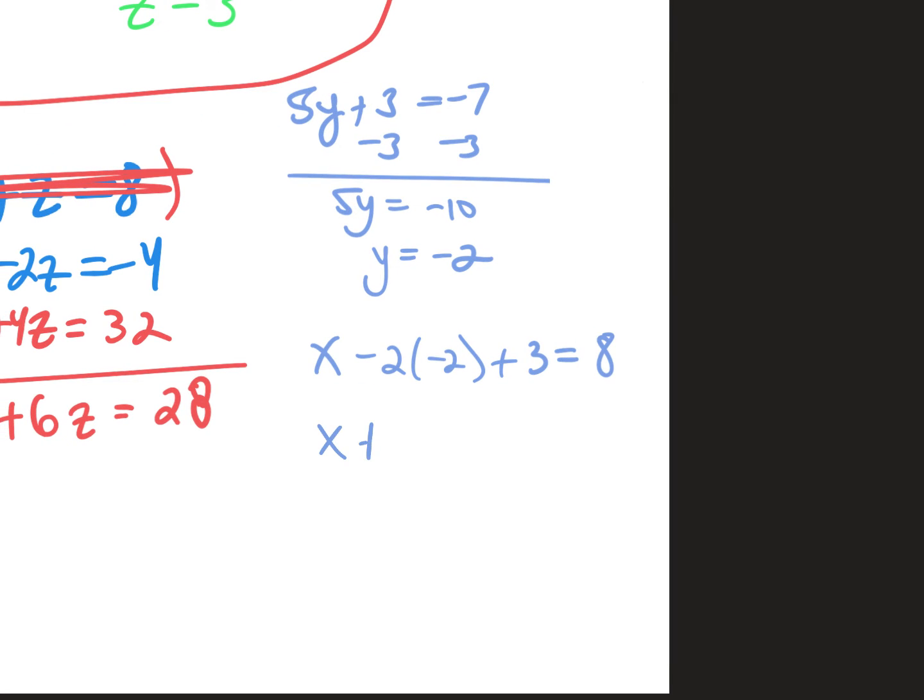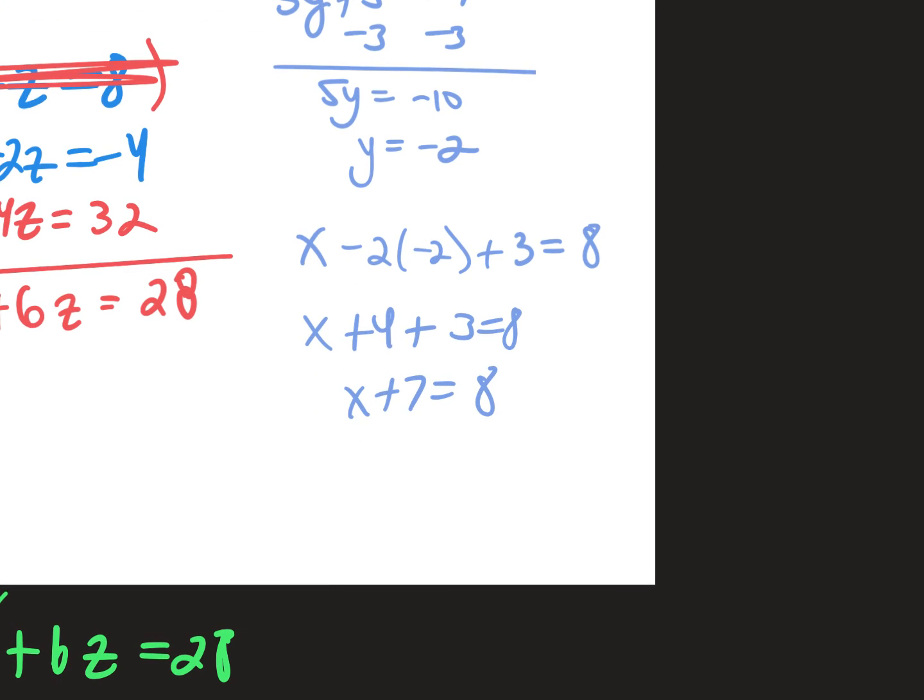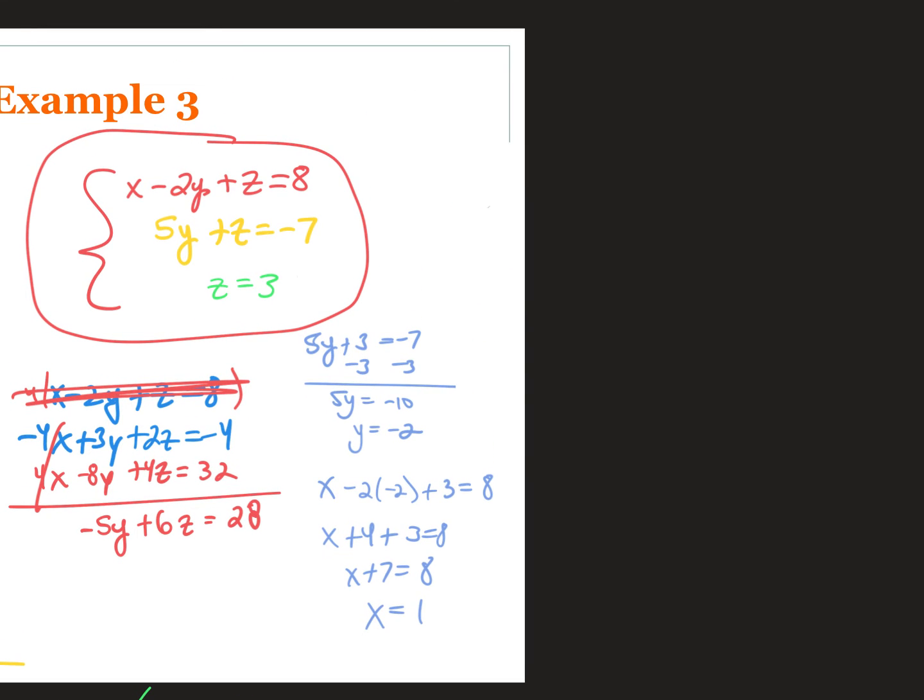So x plus 4 plus 3 equals 8. x plus 7 equals 8. What's x equal? Yep. So write your ordered triple. What's your answer? 1, negative 2, positive 3.